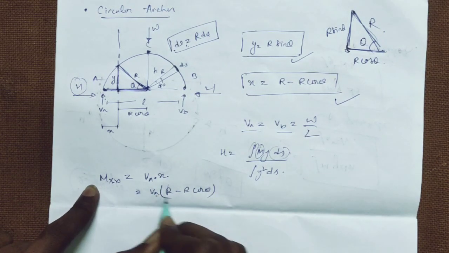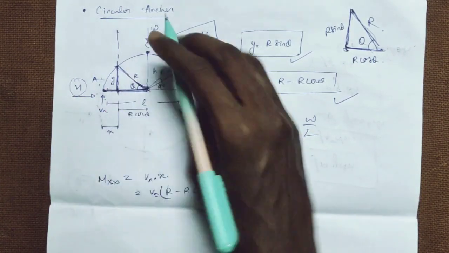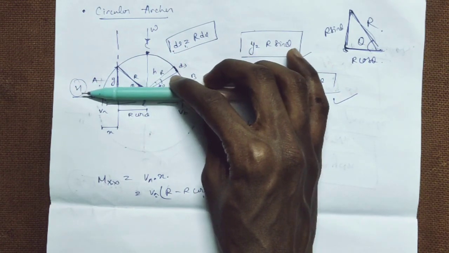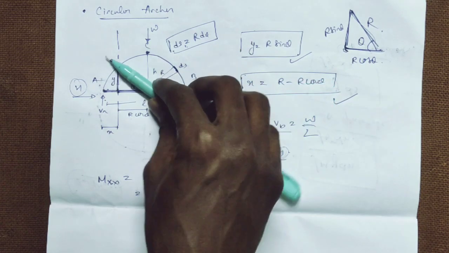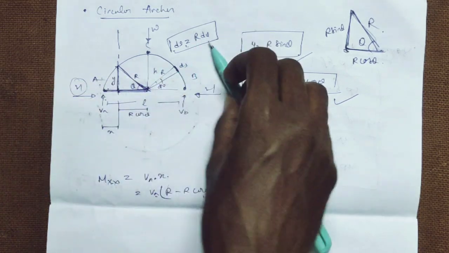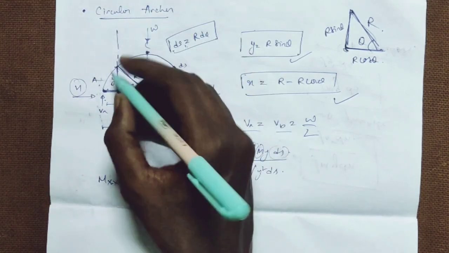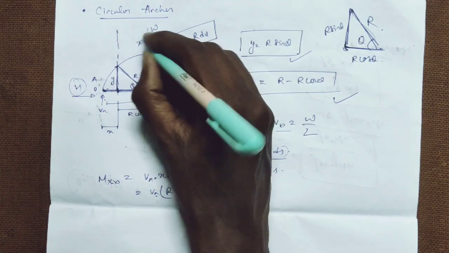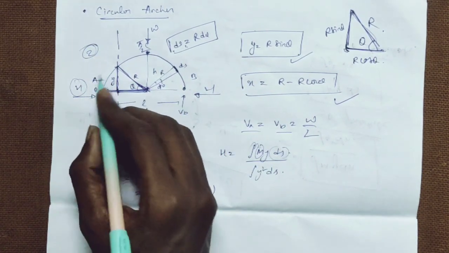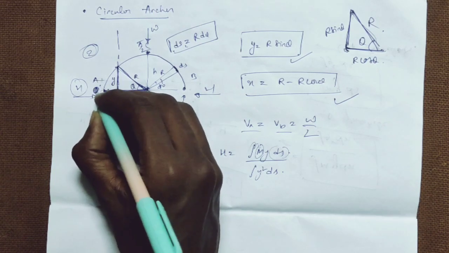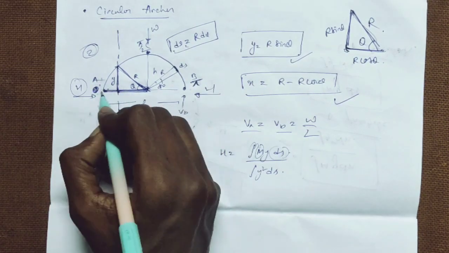So we got m as r minus r cos theta. If you consider this line moving from 0 degrees to 180 degrees, it covers the total area of this arch. As it is symmetric, we're going to put limits from 0 to pi by 2, and we will double it. First we have to find 0 to pi.